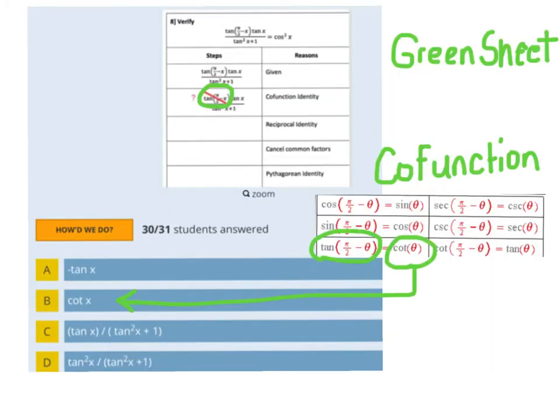Okay, so in this slide you're figuring out what replaces the crossed out portion, and it tells you right there you're going to use the cofunction identity. So look at your green sheet, look at the rules bottom corner where it says cofunction, and there's a similar one, only thing that's different is x and theta. It's just a different variable. So that gets replaced with cotangent.